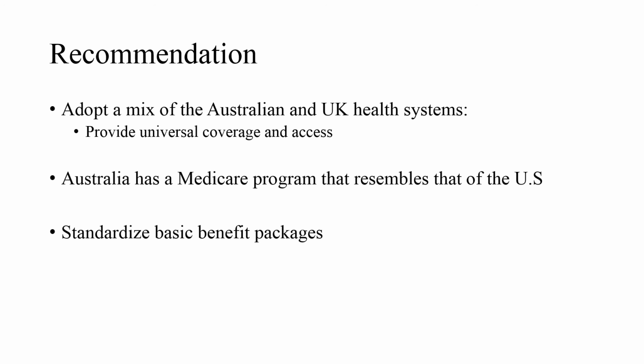My recommendations are, why don't we adopt a mixture of the Australian and UK services? By that I mean provide universal coverage and access. Australia has a Medicare program which resembles the one in the US. We can just fund it through taxes. It's already being done. Expand Medicare, or eliminate Medicaid and just expand Medicare. Of course, you'll have private hospitals, public hospitals, and insurance companies. They'll still be around. You're not getting rid of them, because we're a huge population, so you'll need the private sector as well. But expand Medicare.